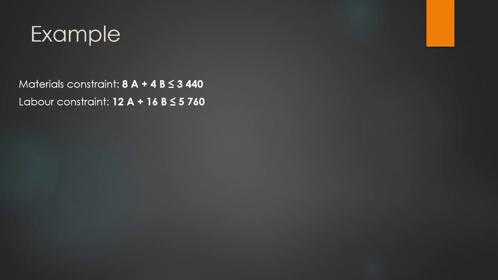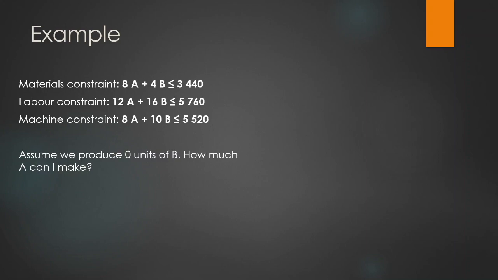Good job! We now have the machine constraint on screen. We follow the same process as materials and labor to plot the constraint. To get our first point, we assume that we produce 0 units of B. Now all 5,520 machine hours are used for A. How many units of A can I make? And we find that we can make 690 units of A, being the 5,520 machine hours divided by 8.